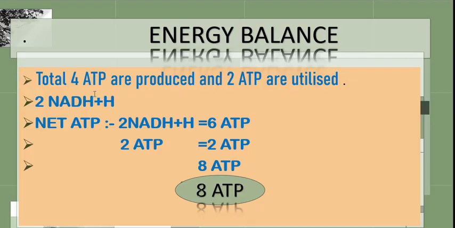Now look at the energy balance. Total 4 ATP were produced and 2 ATP are utilized. So as a net you can consider 2 ATP, and we have 2 NADH + H+. When 1 NADH + H+ runs through the electron transport chain, it results in the production of 3 molecules of ATP. So you can consider 6 ATP here and 2 ATP. So net ATP produced is 8 ATP.